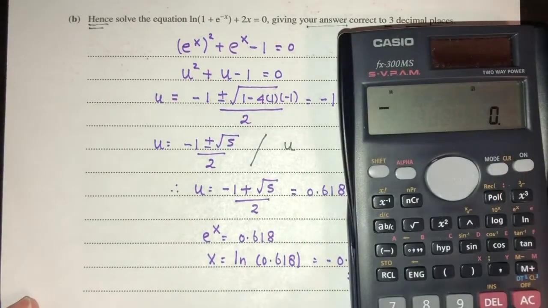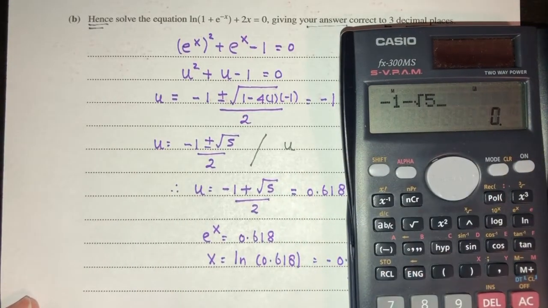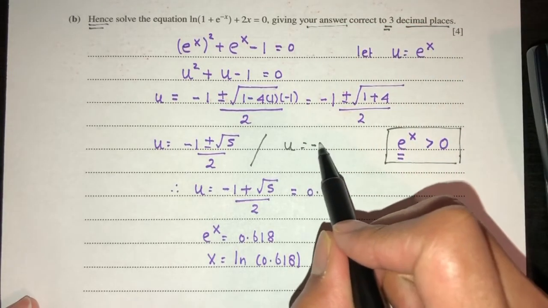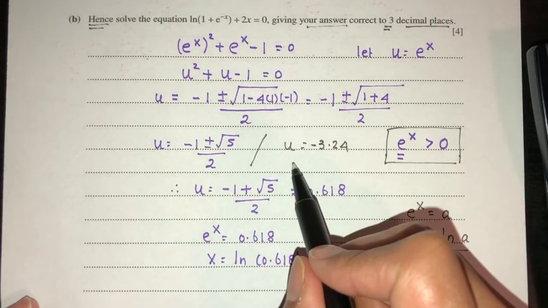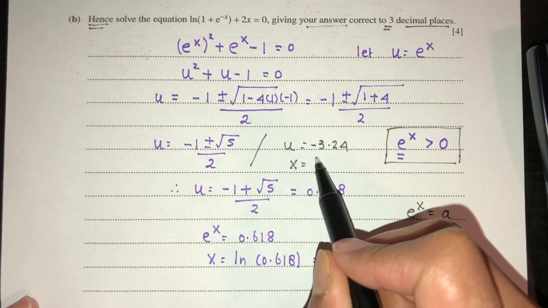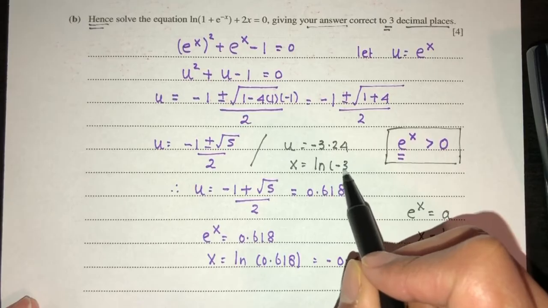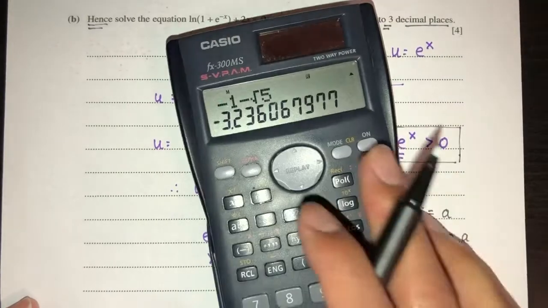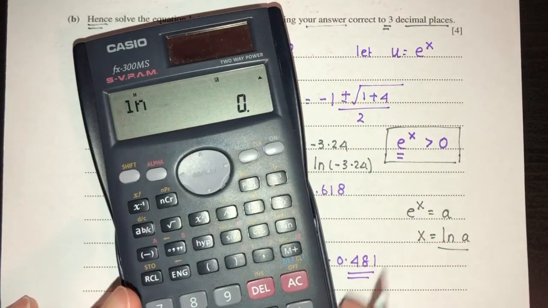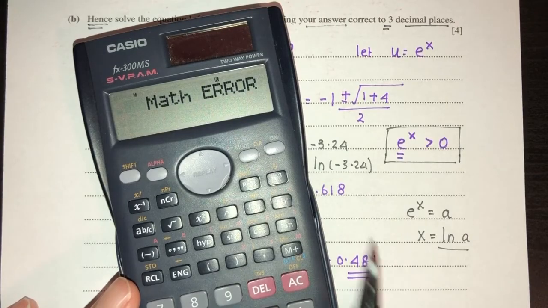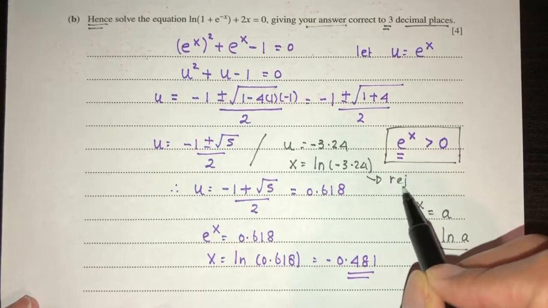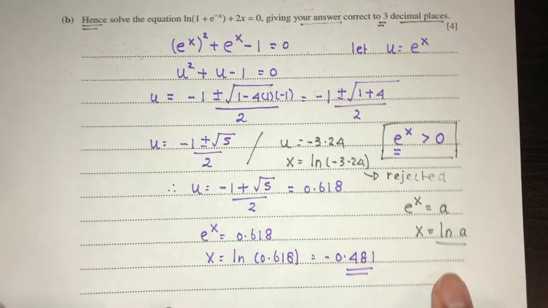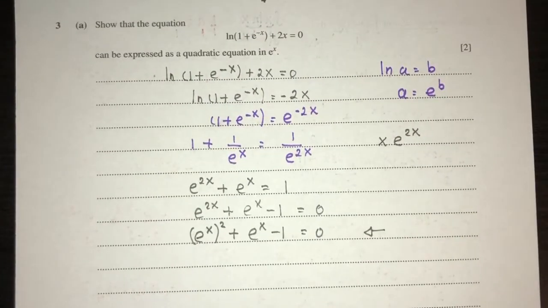Let's check. Minus 1 minus root of 5 will be minus 3.24, for example. Now x will have to be ln of minus 3.24. We can check on our calculator. ln of the answer will give you a math error. In that case, you will know that it is not a possible value, so it will be rejected and you will end up with only one value, which is this one. And that will be your question number 3.